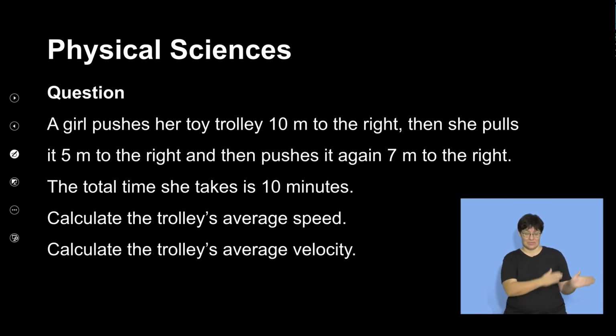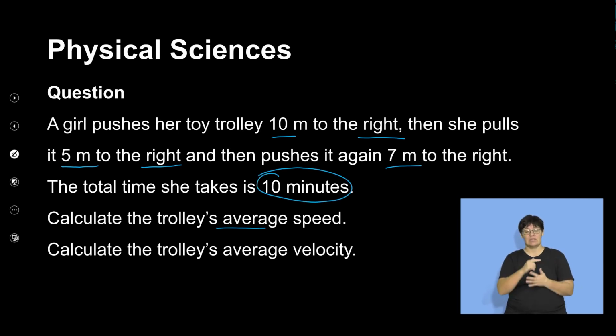Ooh, look here, now we're getting to more exciting ones. Girl pushes her toy trolley 10 meters right. She then pulls it 5 meters to the right again. That should have actually said, that's fine, we'll keep it. 7 meters to the right. Takes 10 minutes. They want her average speed and her average velocity.